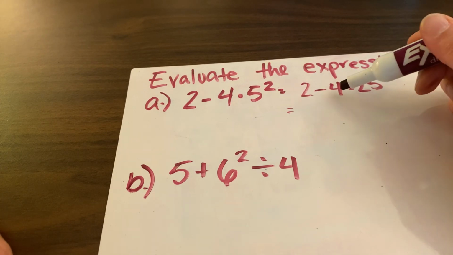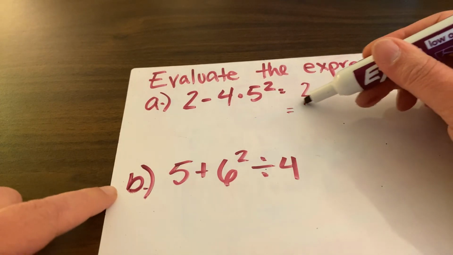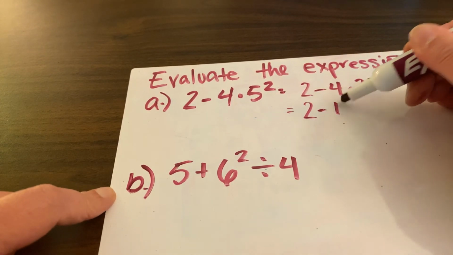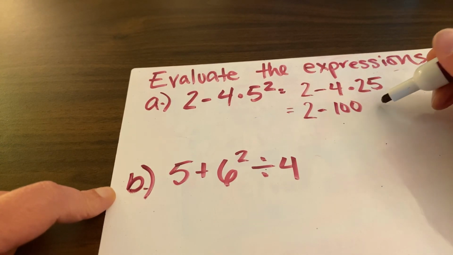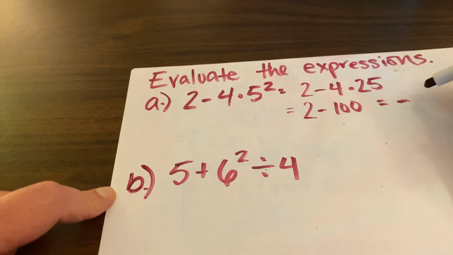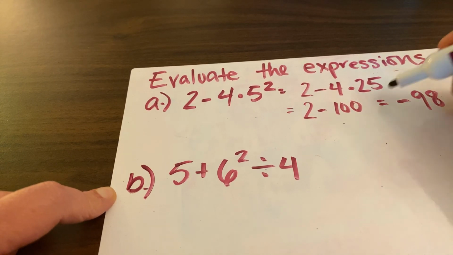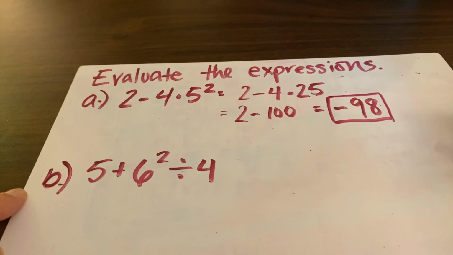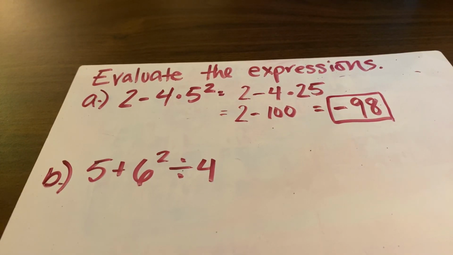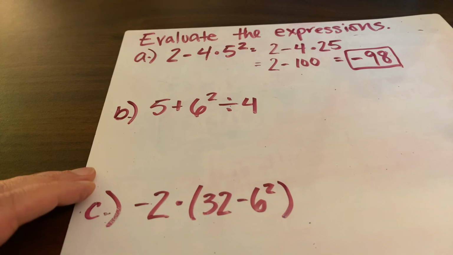And then we would do, okay, so there's no more exponents, then multiplication and division. So multiply. What's 4 times 25? That's right, it would be 100. So this becomes 2 minus 100, which would be negative 98. Negative 98. Okay? All right. Let's move on to the next example.